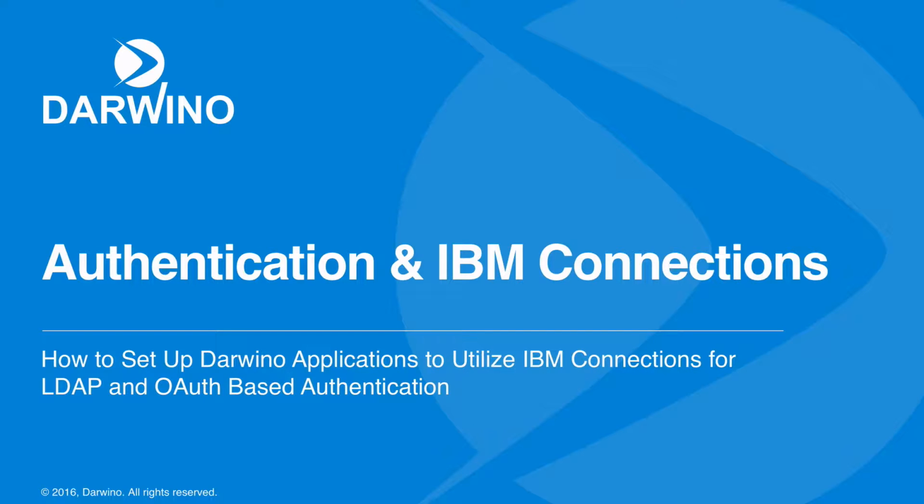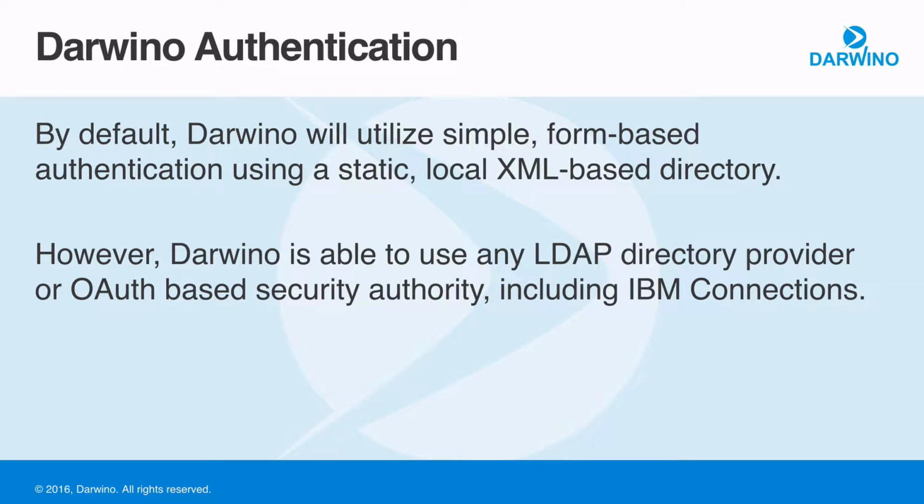Authentication and IBM Connections. How to set up Darwino to use IBM Connections as either an LDAP or OAuth-based authentication source. By default, Darwino will use simple form-based authentication for development purposes. However, Darwino is able to use any LDAP provider or OAuth security authority, including IBM Connections.